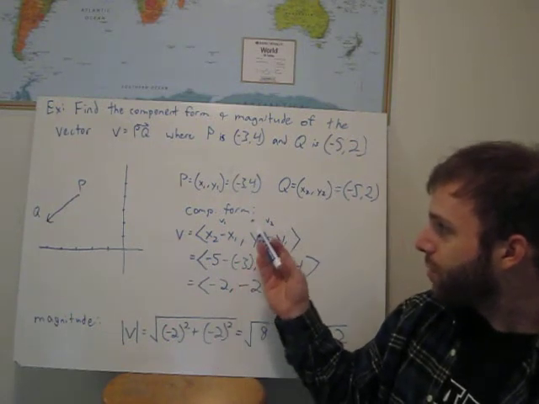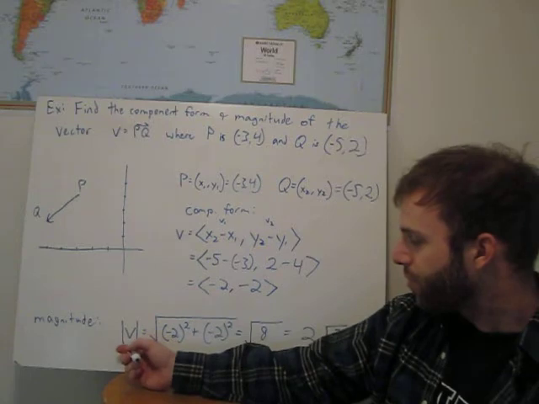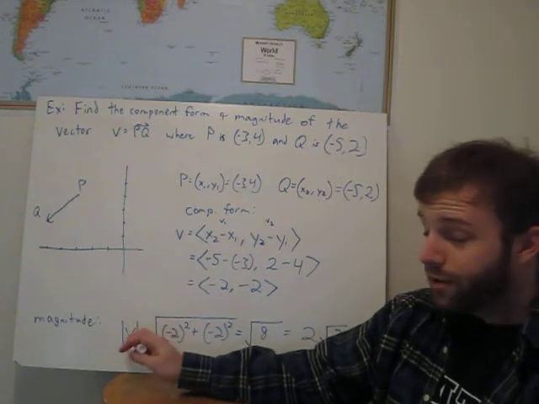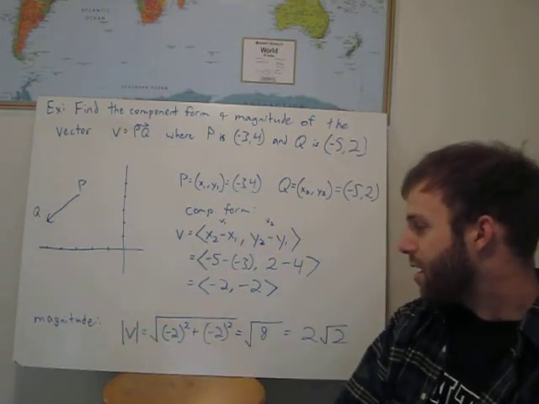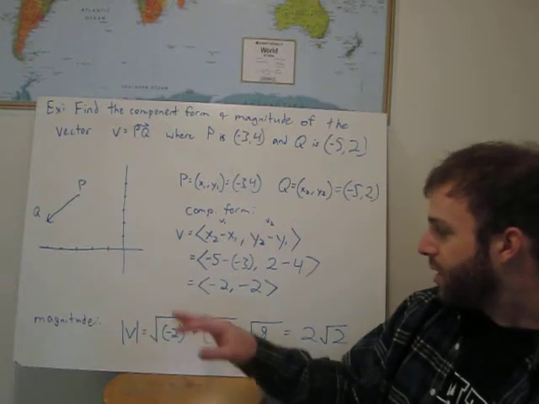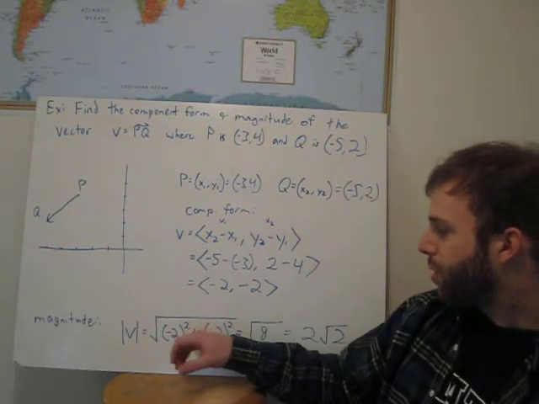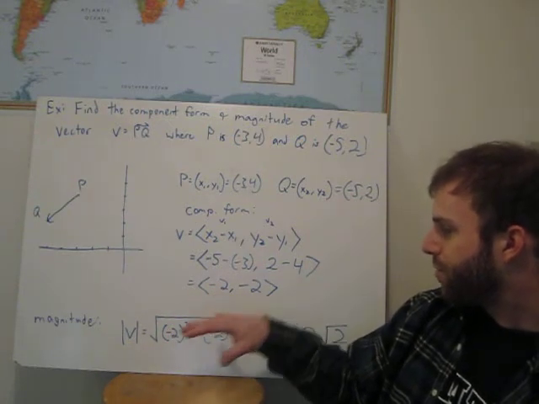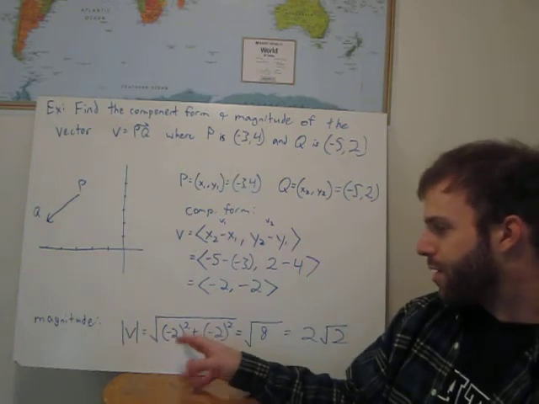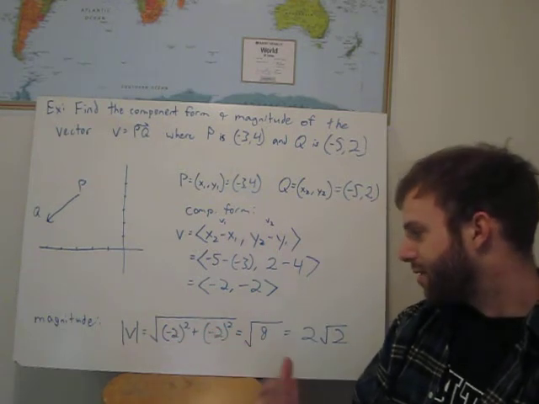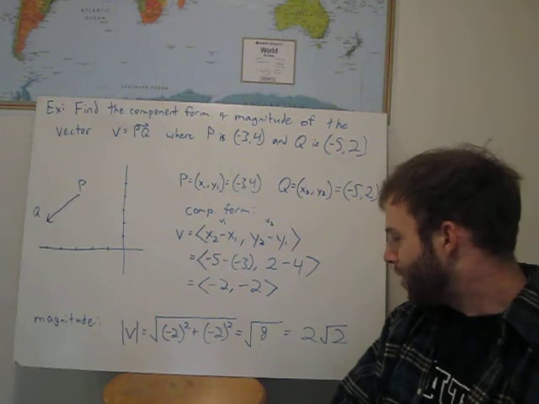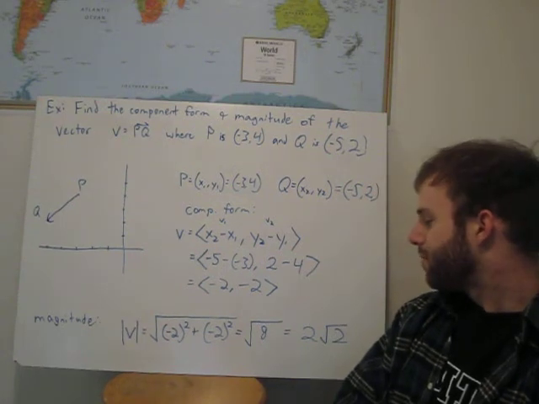Now we just want to know the magnitude. So we put our vector v down here with the lines, and we simply take the square root of these added together when they're squared. So the square root of -2 squared plus -2 squared gives us the square root of 8. If you want, you can simplify that to 2 times the square root of 2.